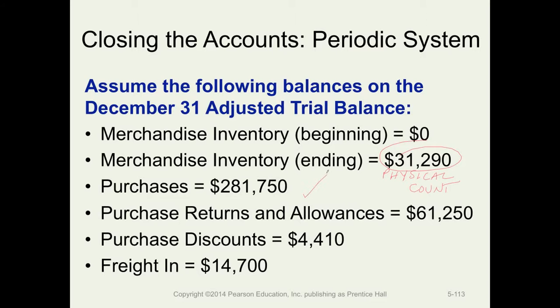You purchased $281,750. You returned or you received allowances in the amount of $61,250. You got discounts by paying within the discount period, $44,110. And your freight in, again, FOB shipping point, if you're responsible for the freight as the buyer, it's FOB shipping point.